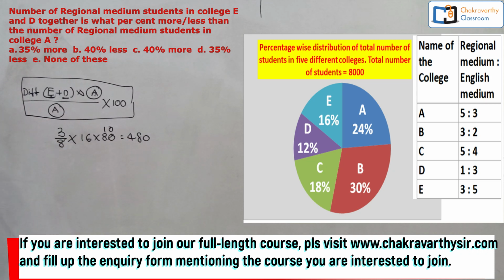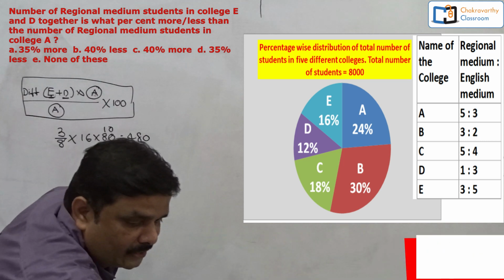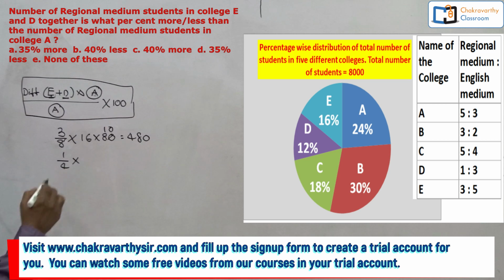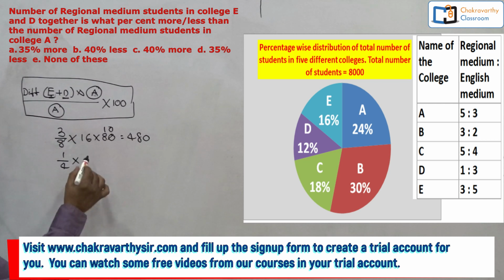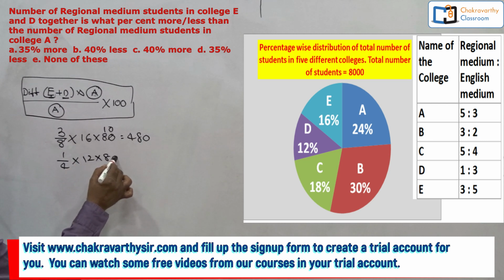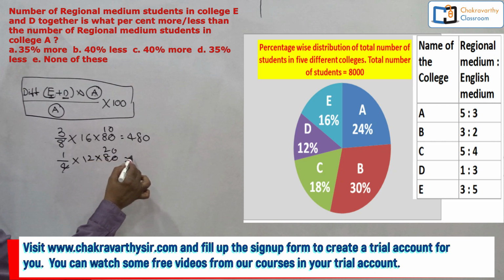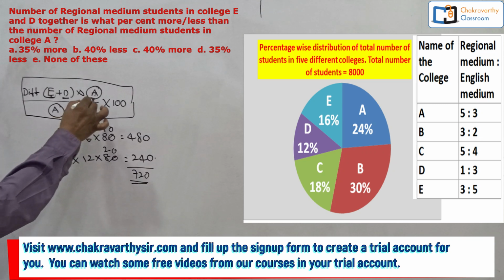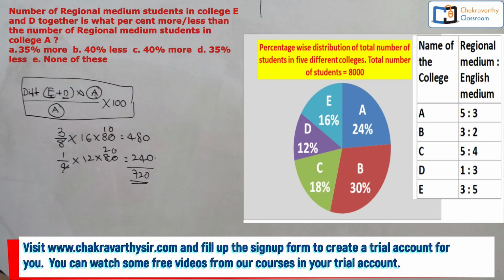Then coming to D, the ratio they have given 1:3. I need to find out one part out of 4 parts into the percentage, that is 12%. 12 into 80, that's all. This is 20 times, this is 240. I got it. Together means add up this thing, this is 600, 720, that's all. Over. Now, total number of regional medium students in college A.